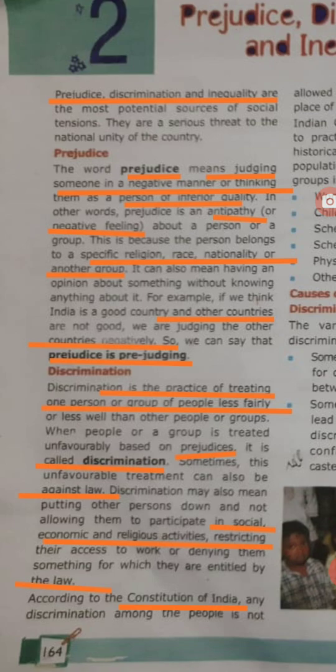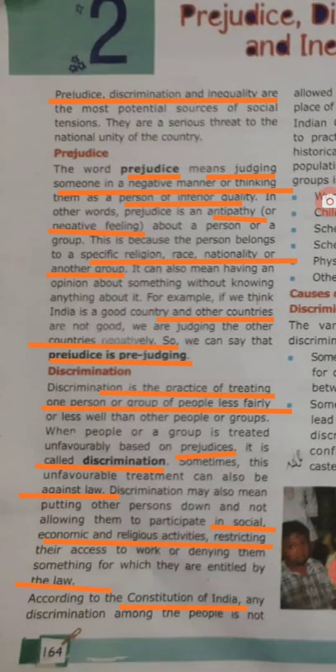Also, we can say it also means having an opinion about something without knowing anything about it. So we can say that we develop a feeling, a judgment about things we do not know, but still we judge people or things. For example, if we live in India, we say that India is a good country, but we say that other countries are not good. So this is a type of judgment.